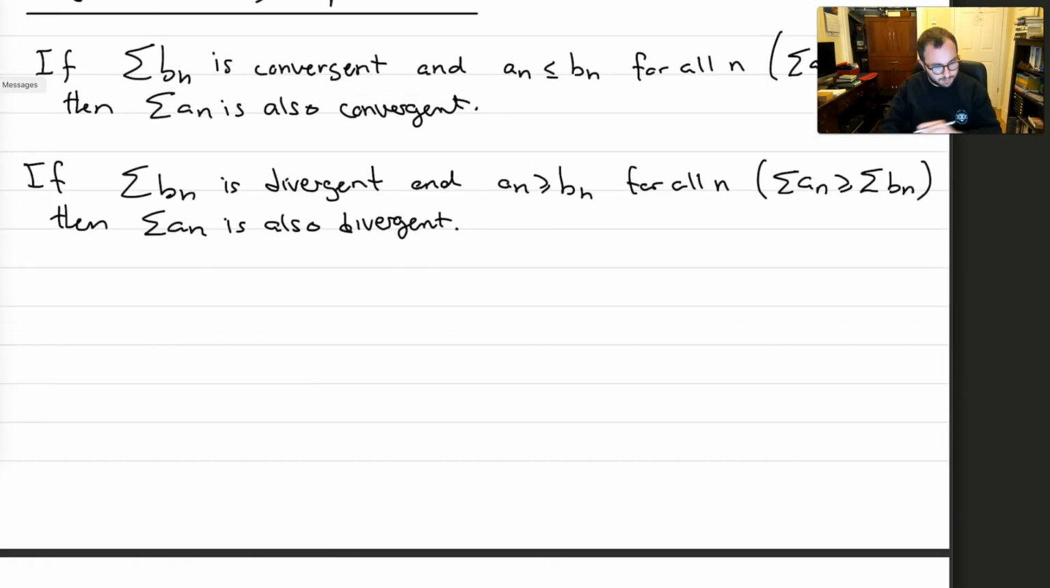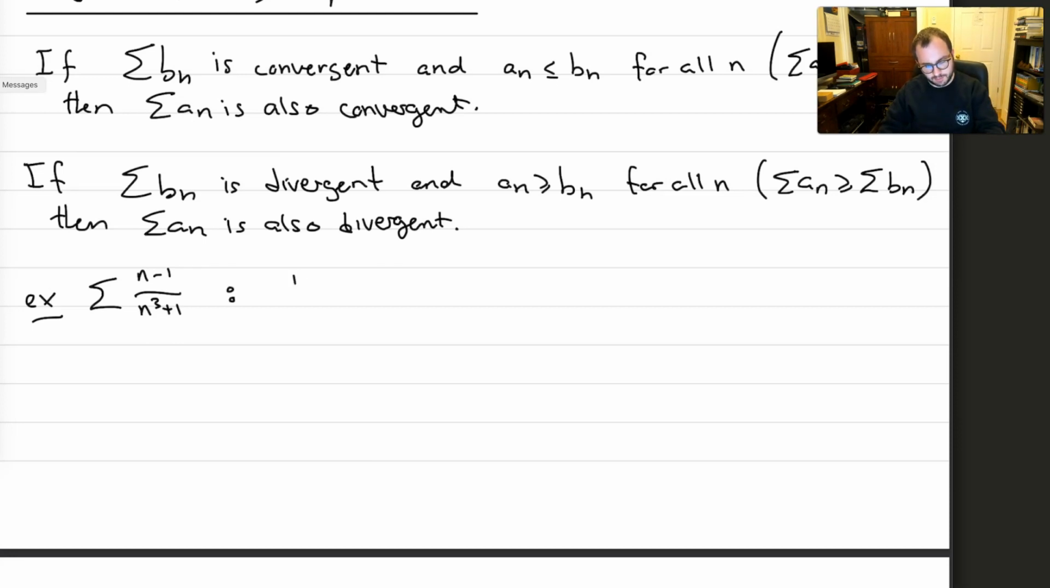So let us look at some examples. So example, this series here, n minus 1 over n cubed plus 1. So I look at this series and I see an n on the top and I see an n cubed on the bottom. And I'm thinking, this looks a lot like 1 over n squared. Is it less than 1 over n squared? Is it more than 1 over n squared? Well, you just do the comparison.